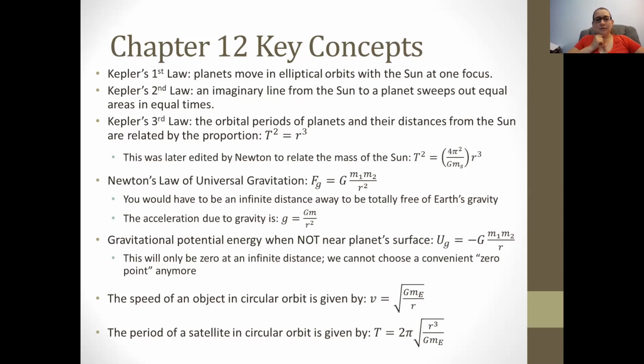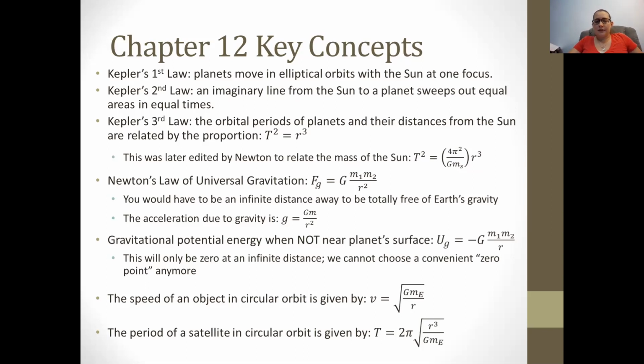Kepler's third law relates the period of the planet, so how long for one orbit, and their distance from the sun. And so basically, the farther away it is from the sun, the longer it takes to complete one orbit. So he gave us the relation: period squared equals that distance from the sun cubed. Now, Newton later edited this a little bit to include the mass of the sun here. So we can see that proportion is still there, but now we have this other factor out in front.